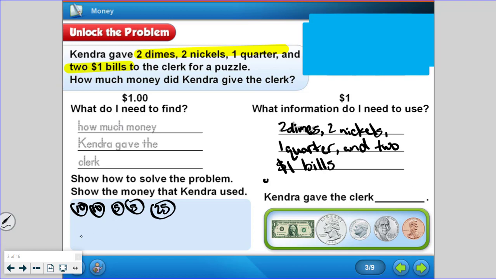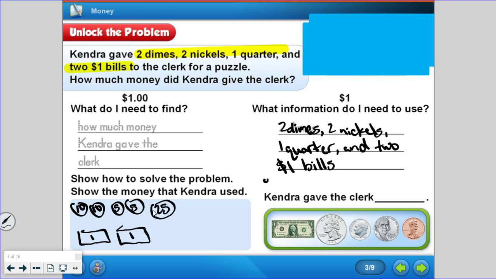And 2 $1 bills. If you draw a $1 bill, it's just a rectangle with a 1. That way you know it's not a penny, because a penny would be a circle with a 1, not a rectangle. Okay? And now we need to count this amount of money. So go ahead and pause your video, see if you can figure out how much money it is after you draw it. And then we can compare and see how you did.